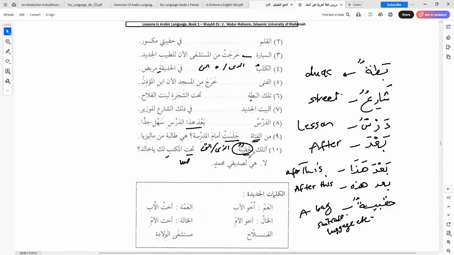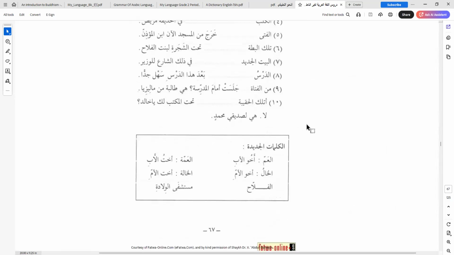لك يا خالد؟ لا. هي لصديقي محمد. No. It belongs to my friend Muhammad. So we are almost done. Let's look at the كلمات الجديدة, the new words that we have in this lesson.